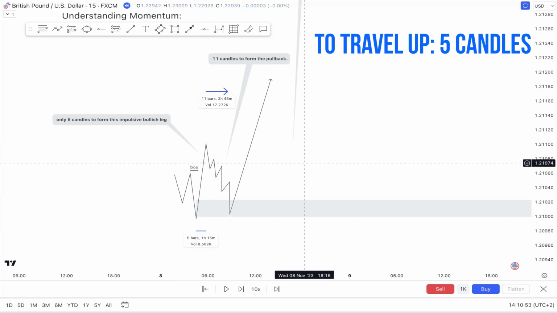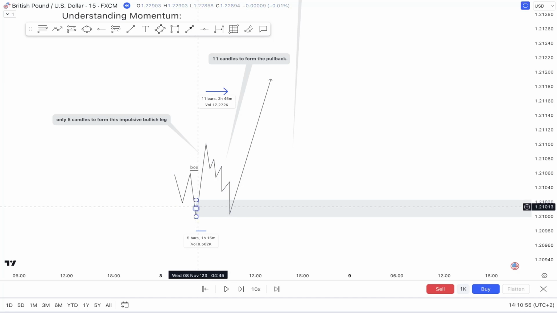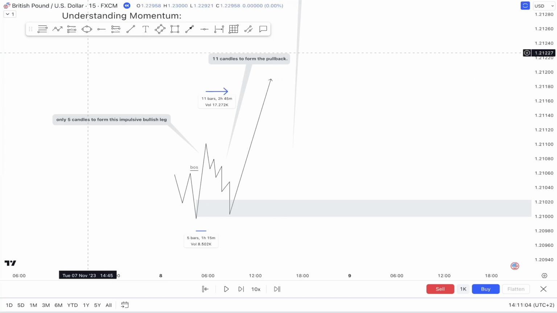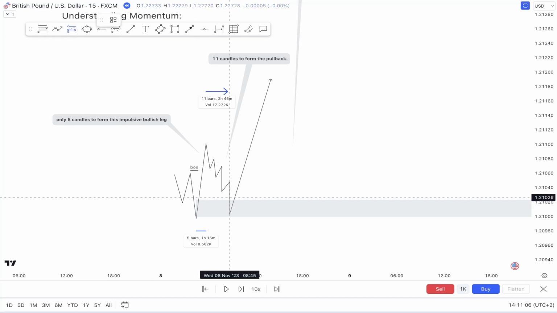Okay, after that, let's say we identified this point of interest, this demand level on the M15, and we want to enter a buy on it, a buy limit. Okay, we want to enter a buy limit right on this demand level.